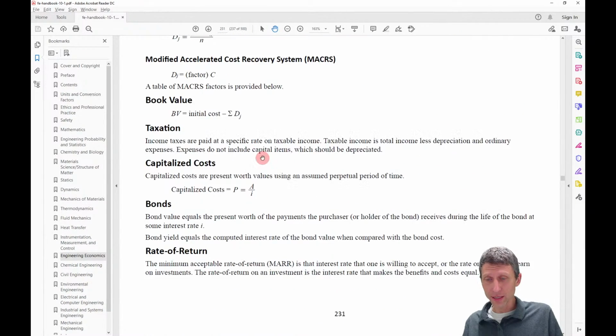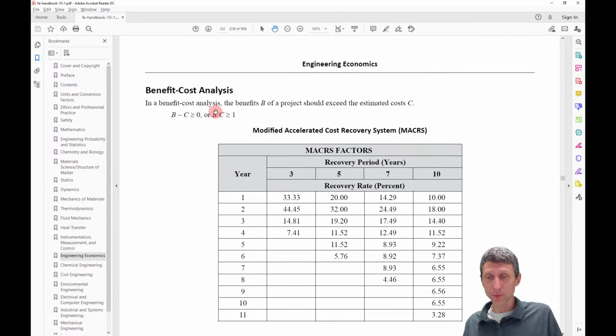And actually, it's on the depreciation page, but we have a benefit cost analysis that we're going to be looking at here. So essentially, you want your benefits to be bigger than your cost, right? You want your benefits, what you get back, to be better than what you have to put into it, because otherwise you're just paying for Twitter.